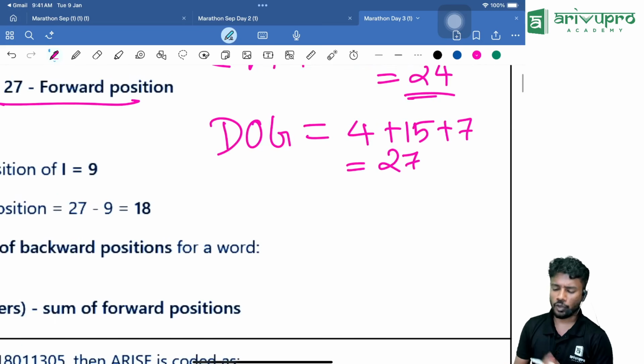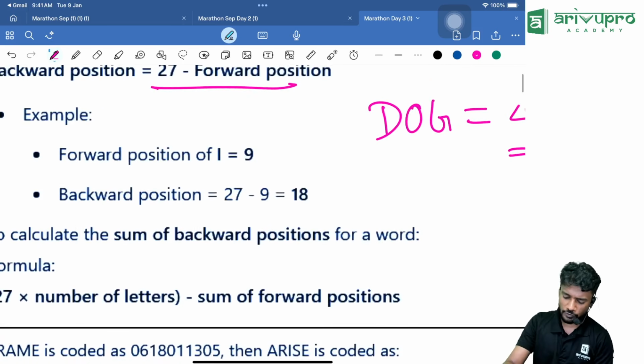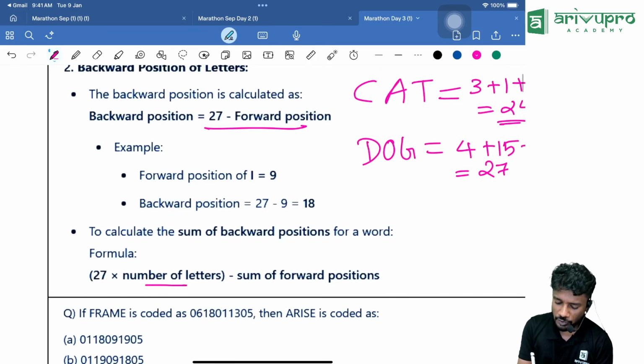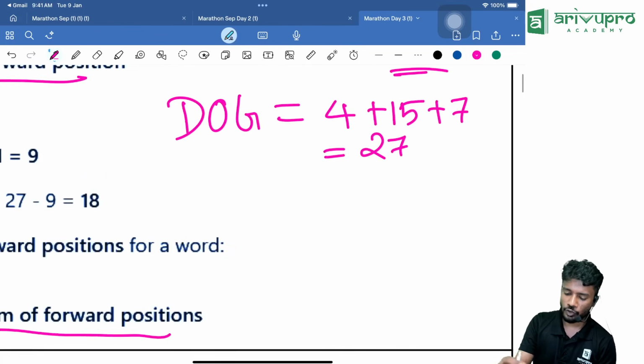Sometimes, certain times, they will ask you to find the backward position of these letters. For example, dog. Randomly, how can you find it? There is a shortcut for that also: 27 into number of letters minus sum of forward position. For dog it will become what?